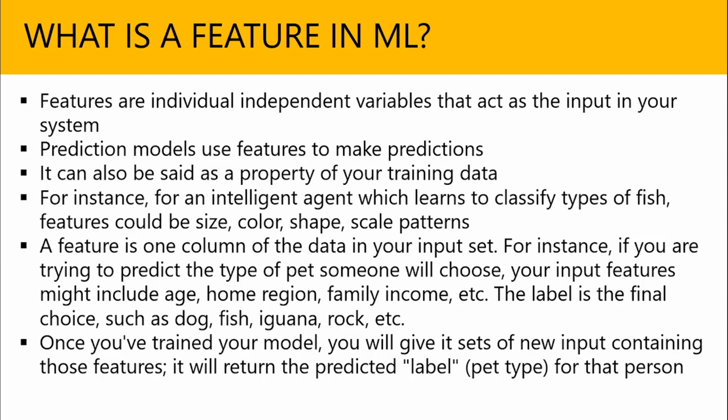The label, on the other hand, is the final choice, such as the dog itself, fish, iguana, rock, etc. Right? So we have a feature and we also have labels. And once you've trained your model, you will give it sets of new input containing those features. It will return the predicted value or label, right? Which is the pet type for that particular person.